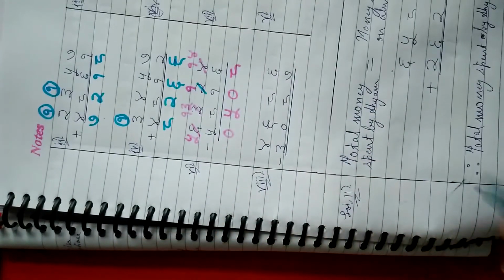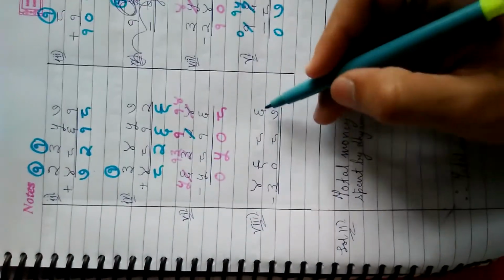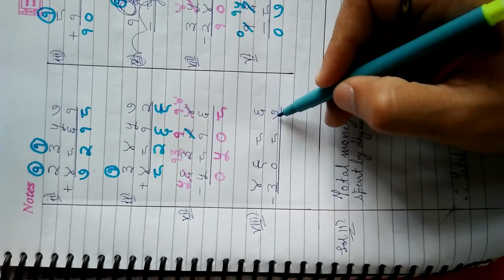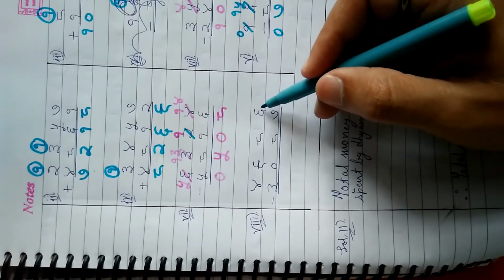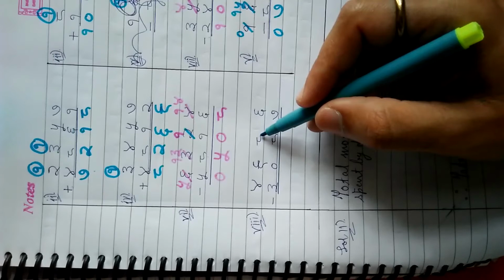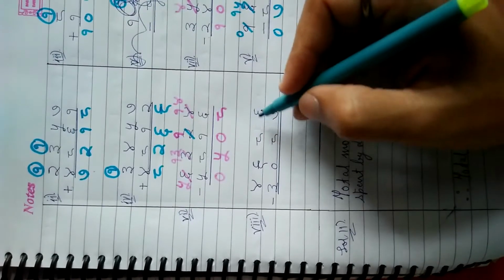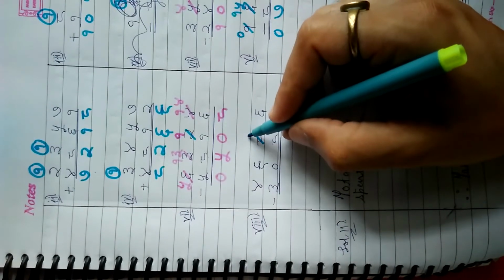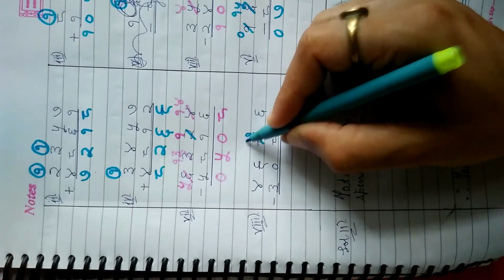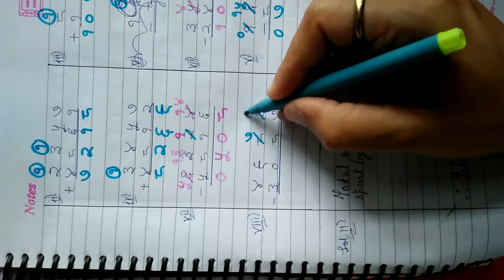Now the last question, the 8th one. 7 can't be subtracted from 6, okay. So what will it do? It will ask its neighbor digit. So this will now become 7, and this will become 16.